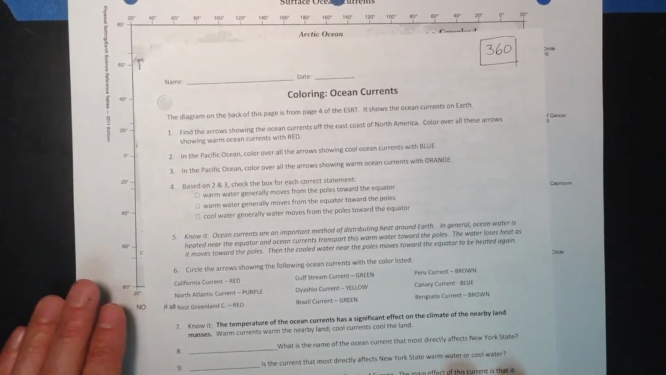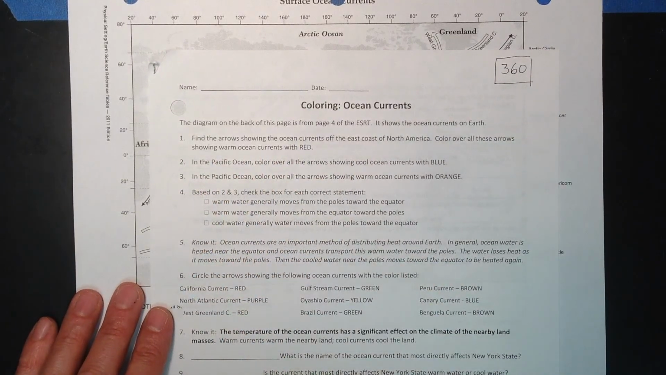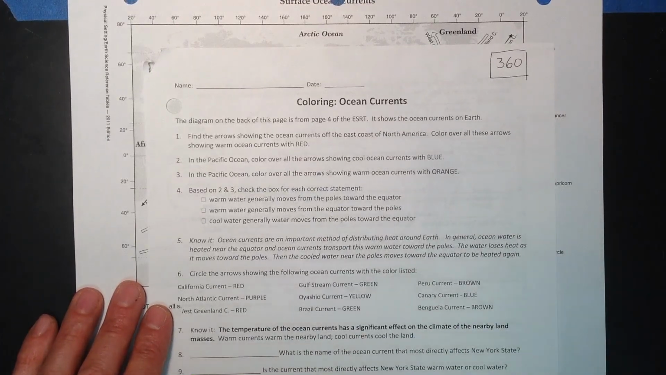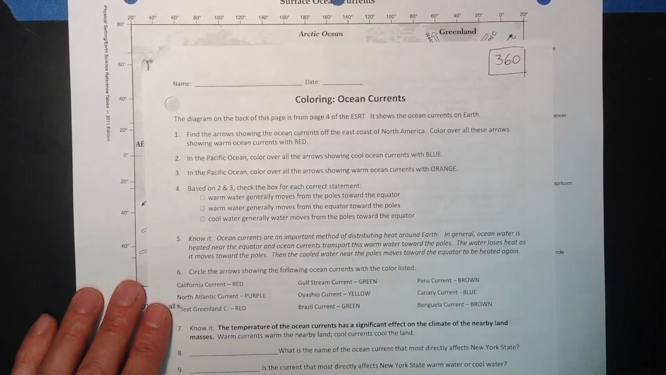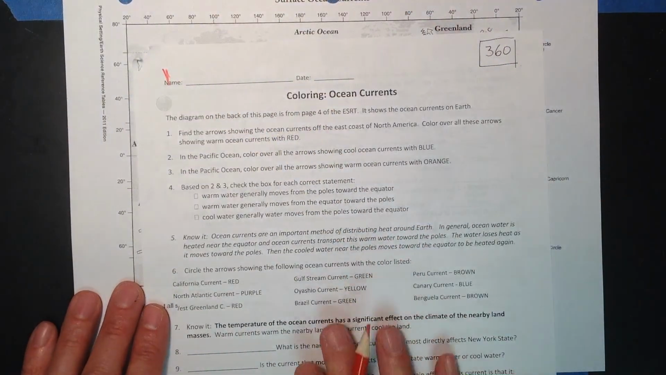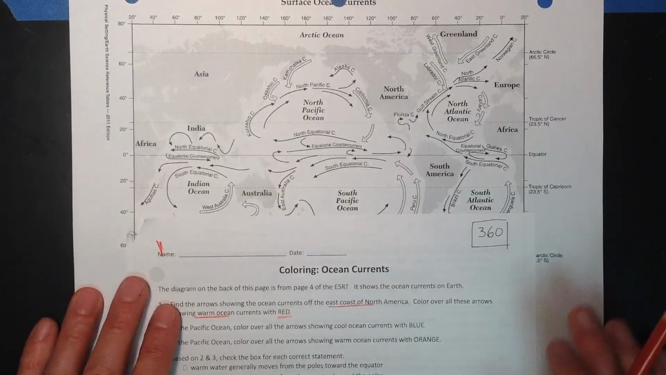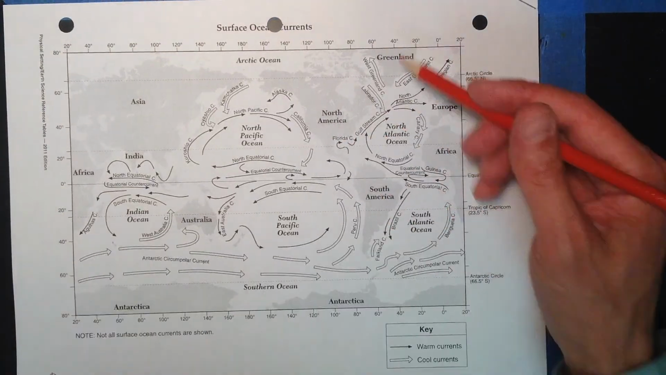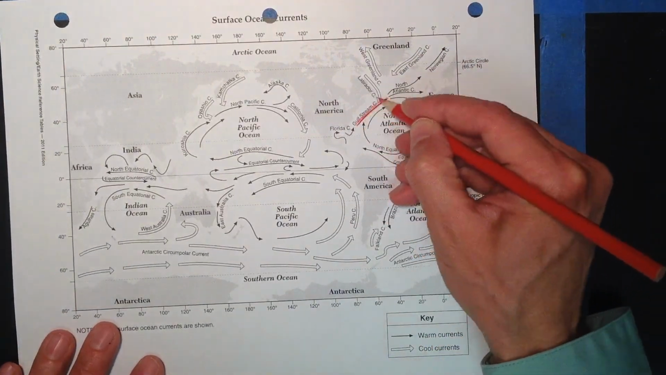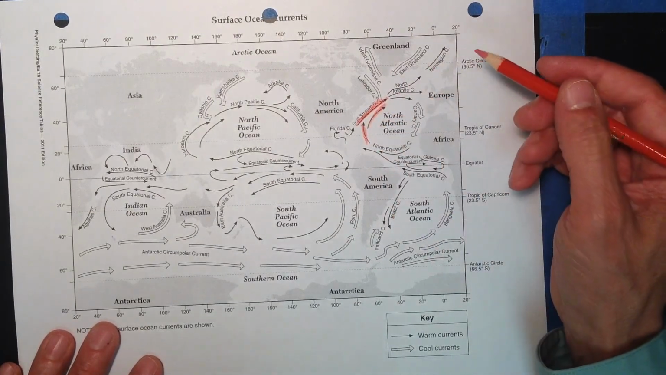So let's do some color in here. Find the arrow showing the ocean currents off the east coast of North America. Color over all these arrows showing warm currents with red. Where's a red? I don't have any red pencils here. Are you kidding me? This is kind of red, right? Yeah, that's red right there. So what am I doing? Warm currents, red, east coast, North America. So this is the east coast of North America. The warm currents are here. I'm going to say it's the Gulf Stream here, and then probably this current here, and this current here.